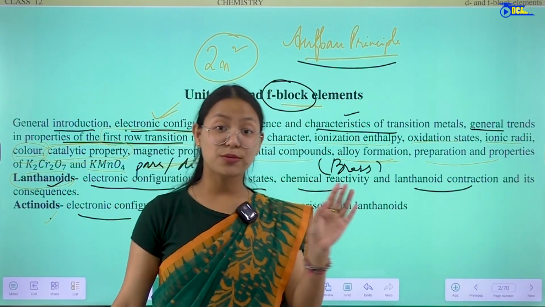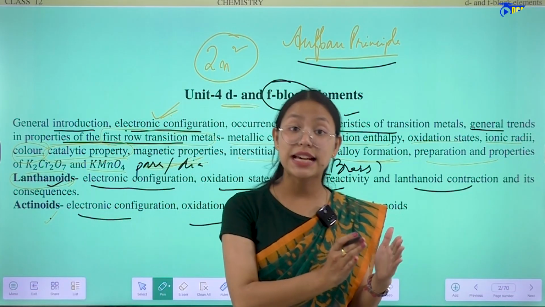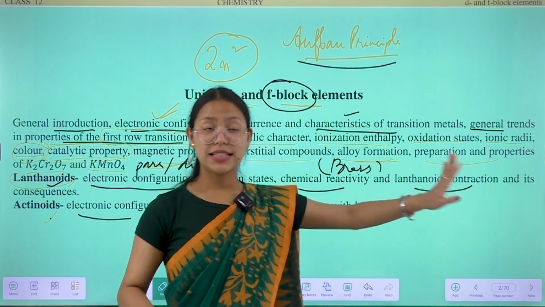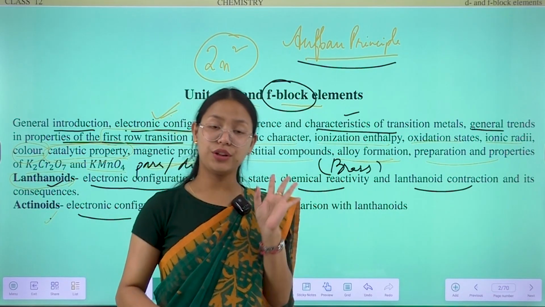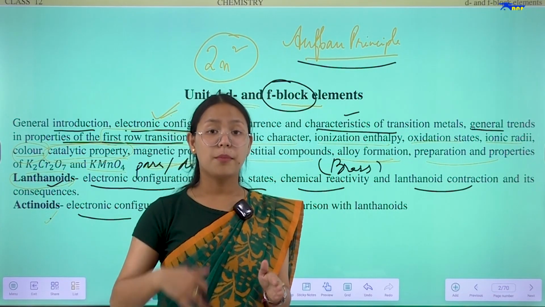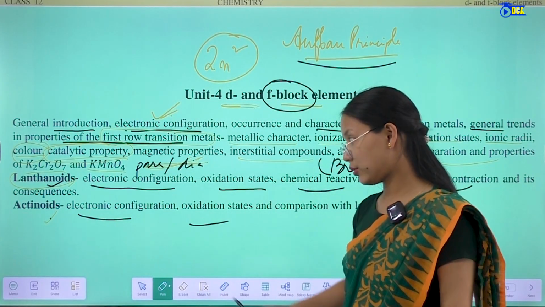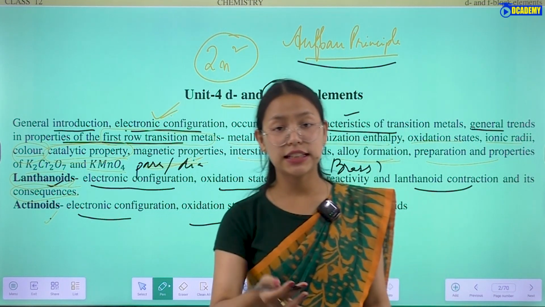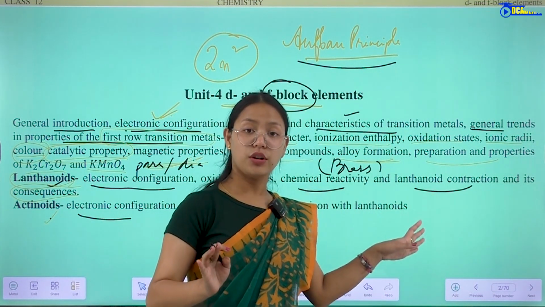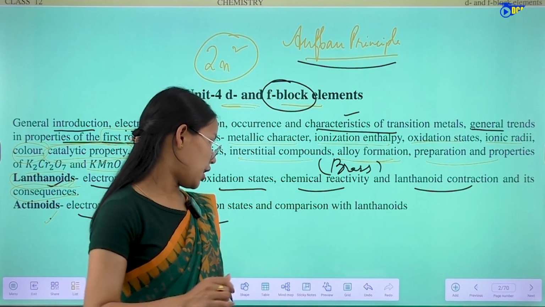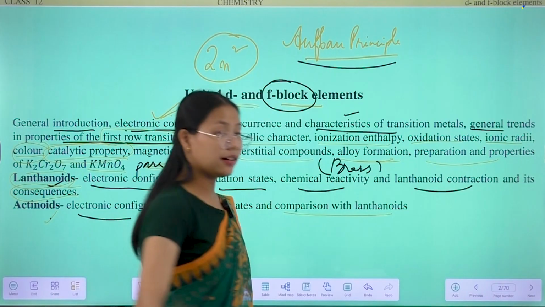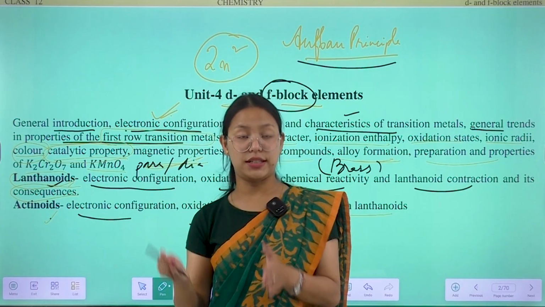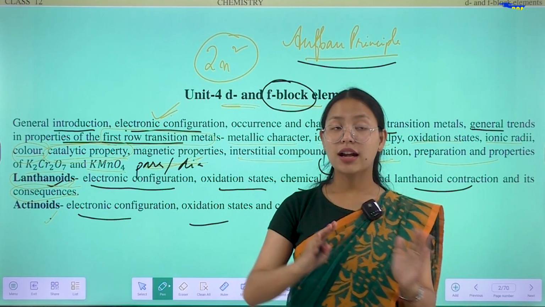Size increases or decreases on moving from left to right. Atomic size decreases, and because of this atomic size decrease we get the lanthanide contraction. That is the consequence. Just as there is lanthanide contraction, there is also actinide contraction. We will also compare the lanthanoids and actinoids.